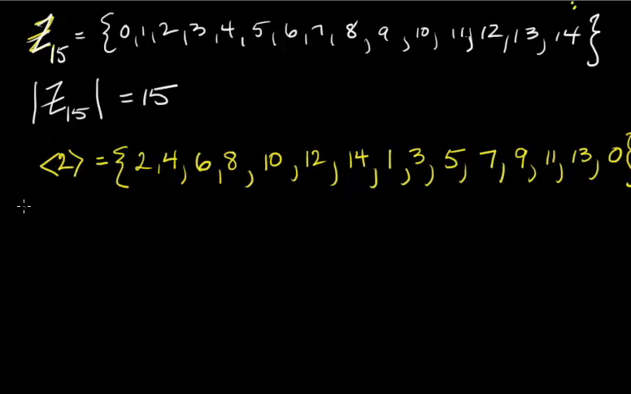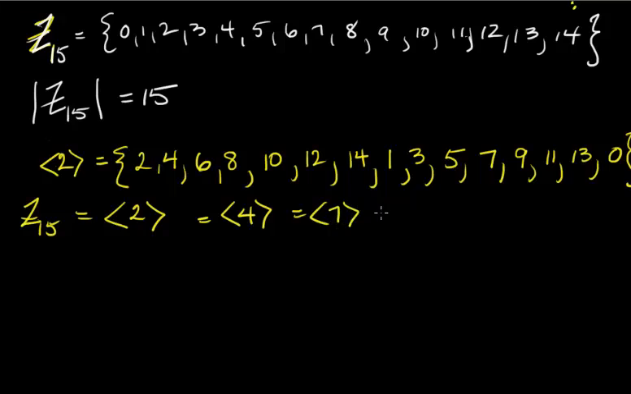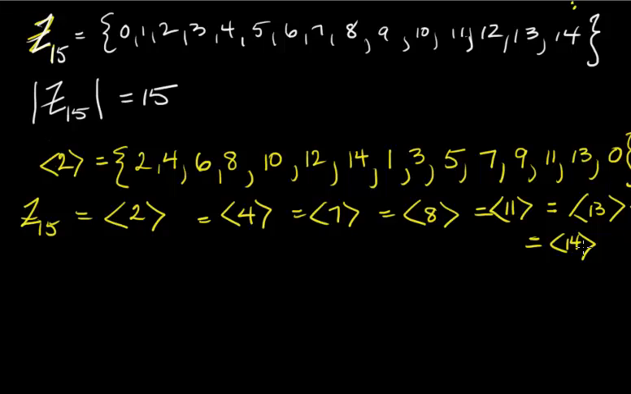So in fact, we could say Z15 is equal to the cyclic subset generated by 2, same as the one generated by 4, 7, 8, 11, 13, and 14. I guess you can't see that. Okay, so those are all the numbers relatively prime to 15, and they generate the whole group.